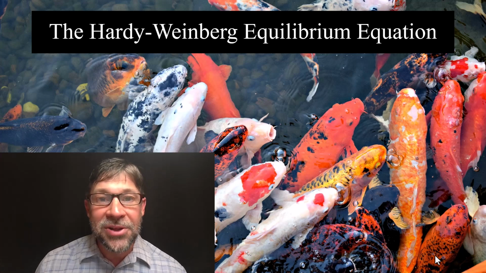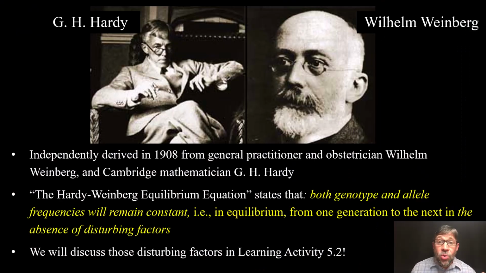see how populations evolve. The Hardy-Weinberg equilibrium equation was independently derived, meaning both of these dapper gentlemen came up with this equation on their own in 1908. It was developed by a general practitioner and obstetrician, Wilhelm Weinberg, who's on the right, and then a Cambridge mathematician, a brilliant mathematical mind, G.H. Hardy on the left.